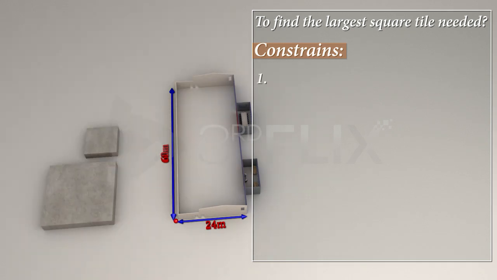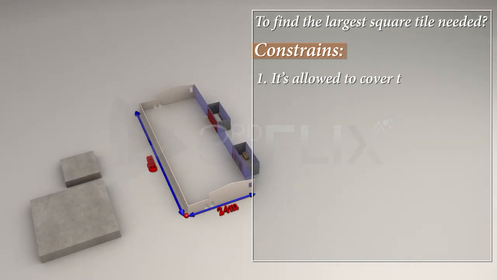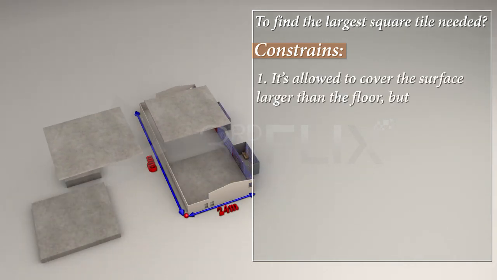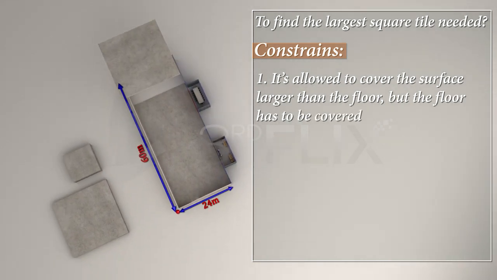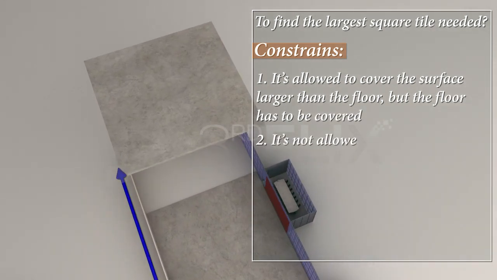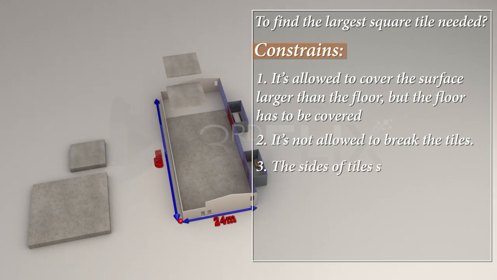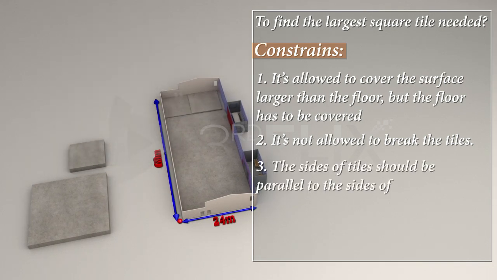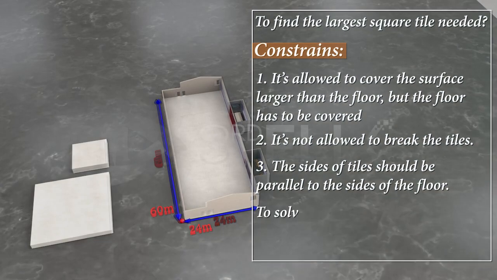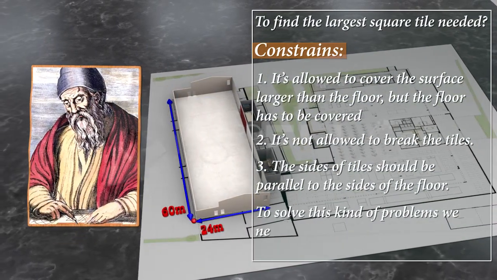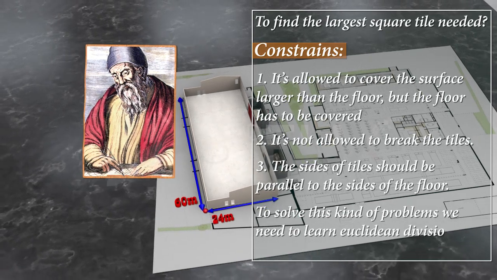Constraints. 1. It's allowed to cover a surface larger than the floor, but the floor has to be covered. 2. It's not allowed to break the tiles. 3. The sides of the tiles should be parallel to the sides of the floor. To solve this kind of problem, we need to learn Euclid's division lemma.